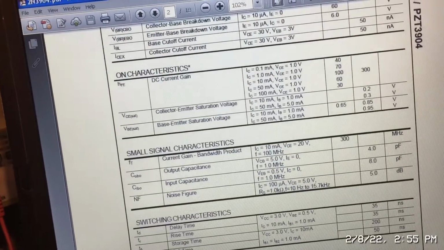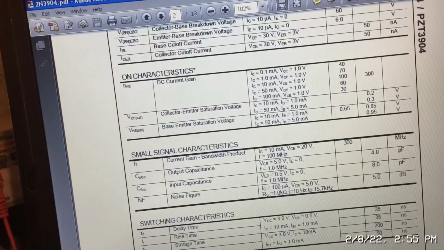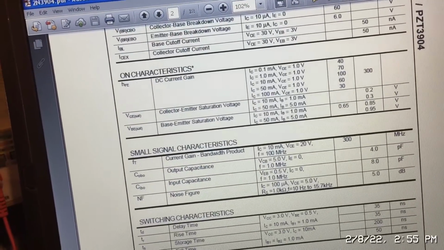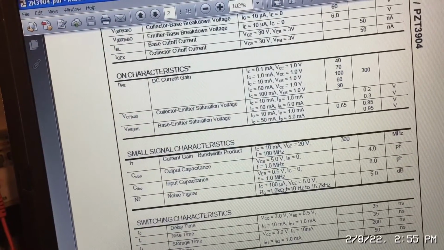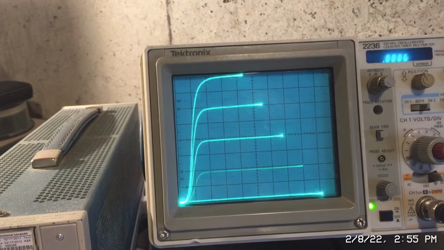And what did we calculate? We calculated 200. So that's reasonable. Okay, so we can test the transistor to see if it's working, and we can then calculate its gain and see if it's performing in accordance to the specification.